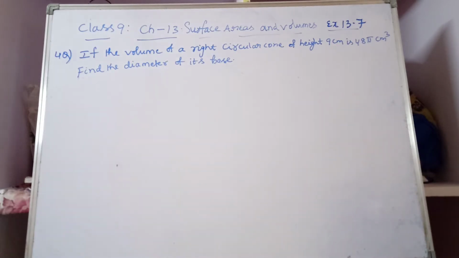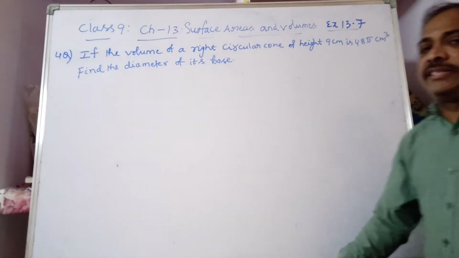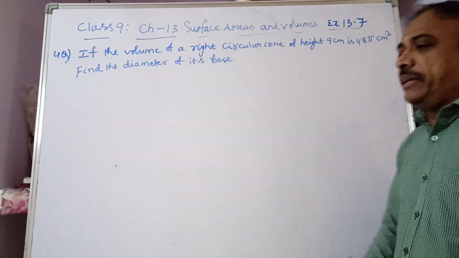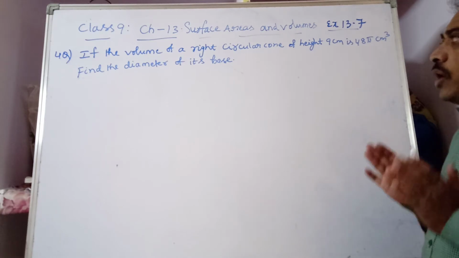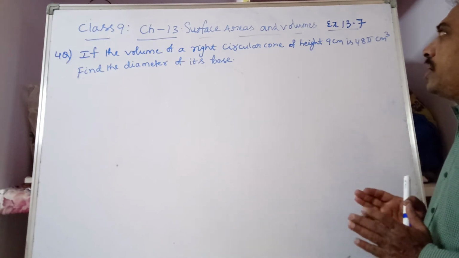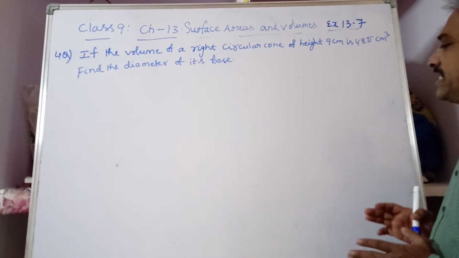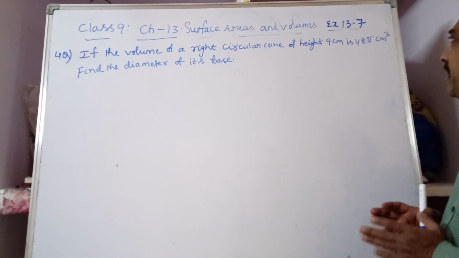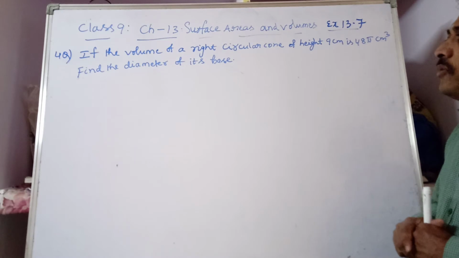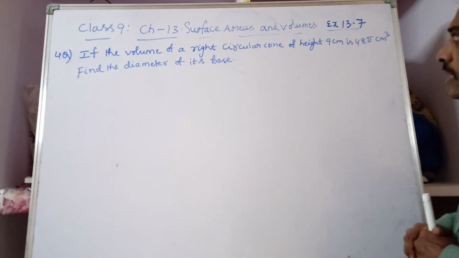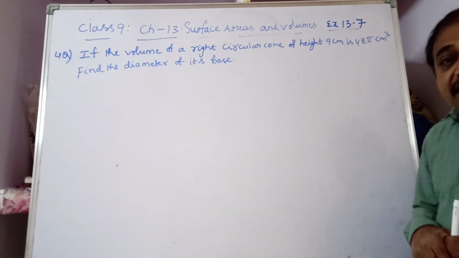Now see question number 4. If the volume of a right circular cone of height 9 cm is 48 pi centimeter cube, find the diameter of its base. We have to find out the diameter of its base.